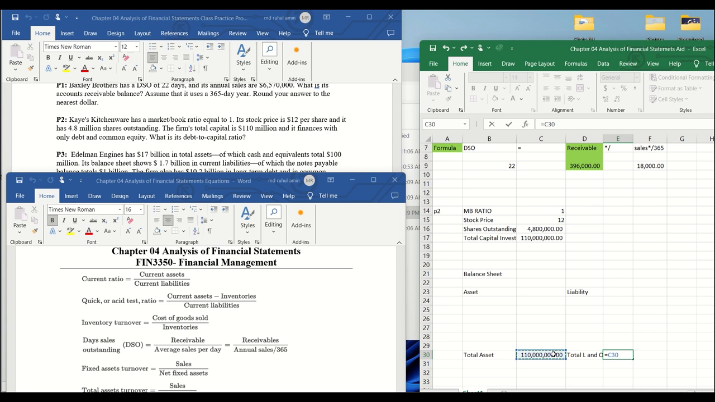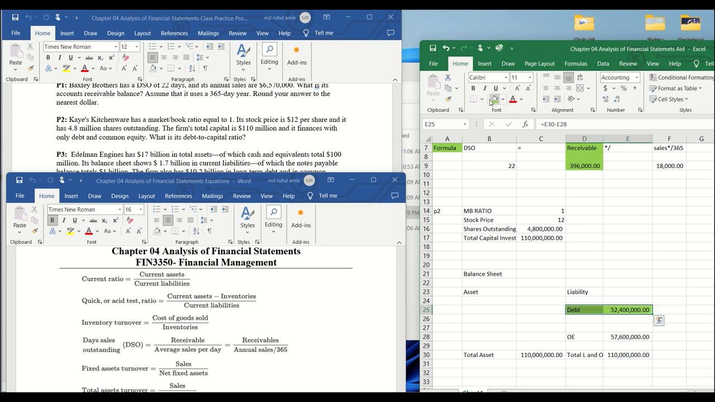Would be the same. This one, liability includes, okay, actually capital investment. So this should be the equity portion. This should be the owner's equity. Owner's equity would be price per share times number of shares outstanding. So this is our owner's equity. Then liability, I mean debt, would be this minus this. So this is our calculated one.